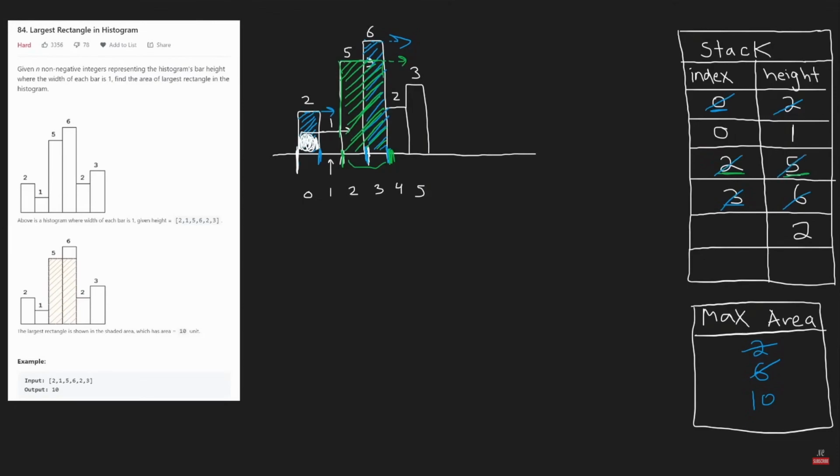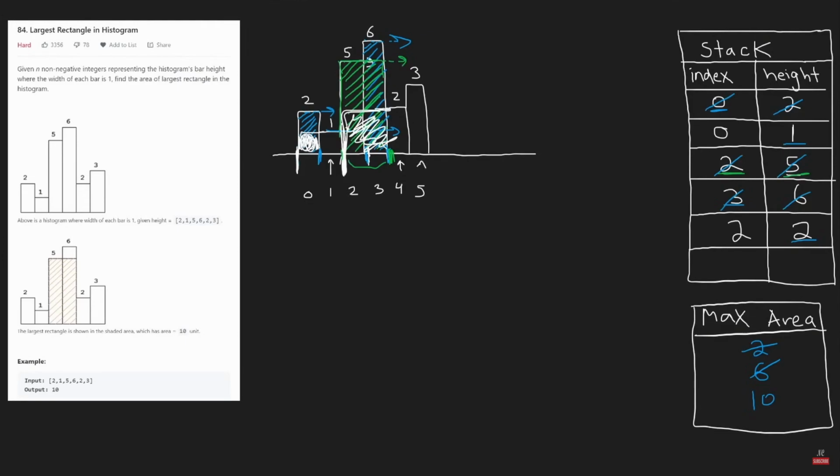Now we look at the top of the stack, it's 1, right? 2 is greater than 1, so we don't have to pop this 1, because this 1 can continue to be extended. And what start index do we put for this height of 2? Can we put index 4? Well, yes, we can, but we notice that we just popped 2 elements, 6 and 5. That means this 2 can actually be extended backwards all the way to index 2, right? So instead of saying index 4 is the start value of this 2, I'm going to say index 2.